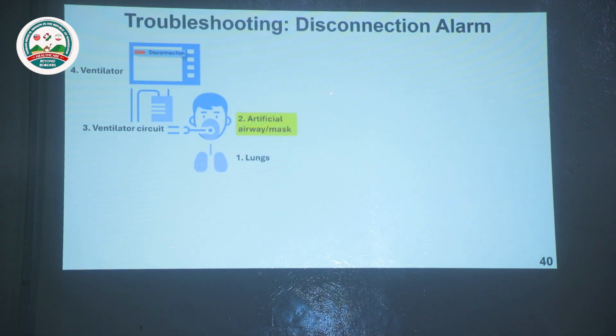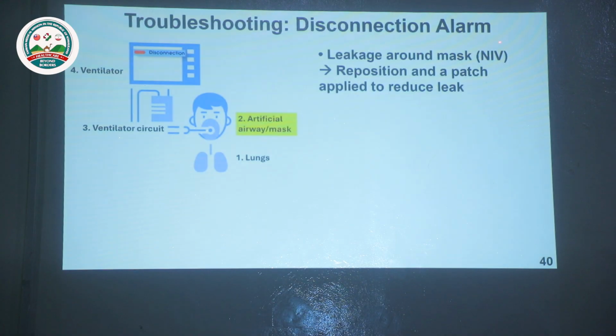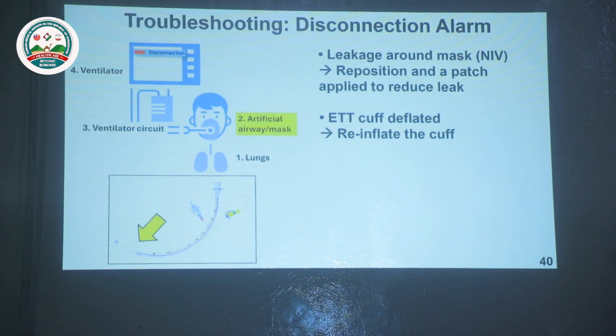The most common cause of disconnection is usually at the artificial airway or mask side. Usually it's leakage around the mask, so you need to reposition or just add a patch between the face and the mask of the patient to minimize leakage. Another thing is endotracheal tube cuff deflation. I think you already know that our endotracheal tube has the cuff over here. Sometimes deflation of the cuff causes positive pressure leakage. So just use a 10 ml syringe to reinflate the cuff.